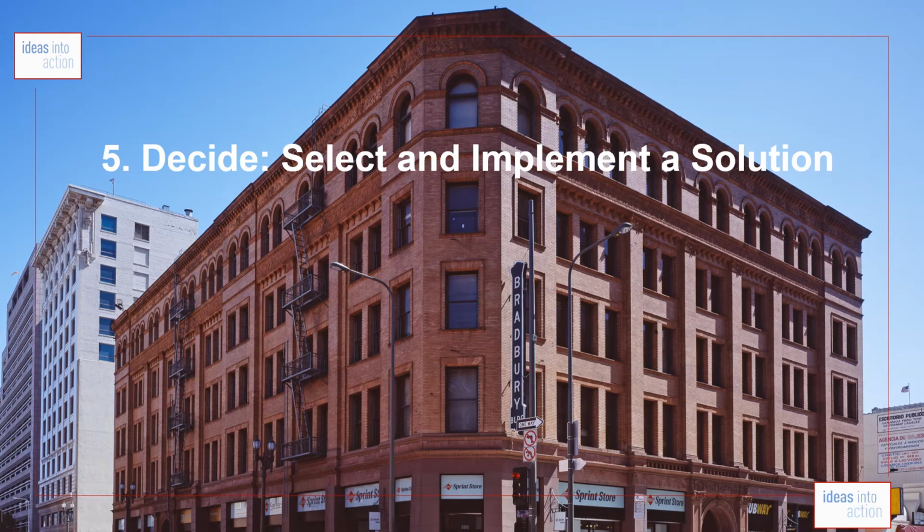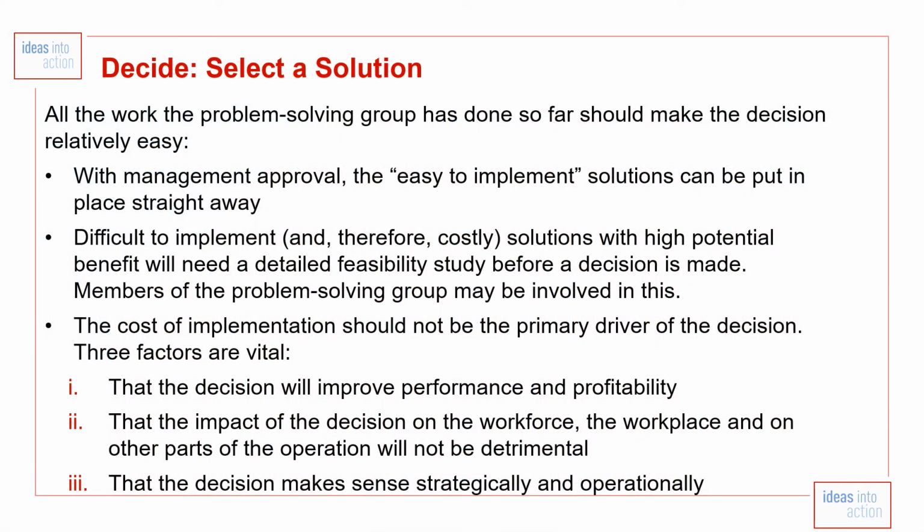The next stage in our problem-solving and decision-making method, the fifth stage, is to decide, to select and implement a solution or the group of solutions that are best for the process or best to resolve the issue in hand. All of the great work that the problem-solving group has done up to this point is leading us to a decision, and this previous work should make the decision relatively easy.